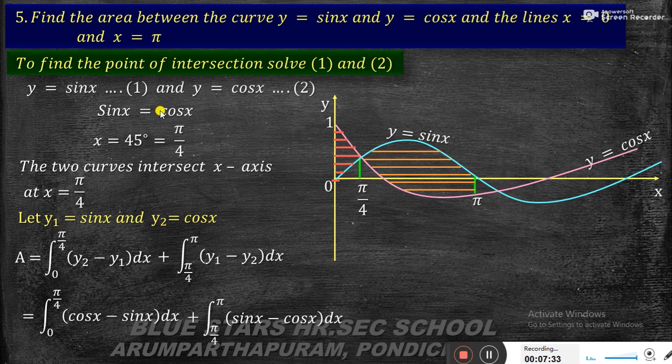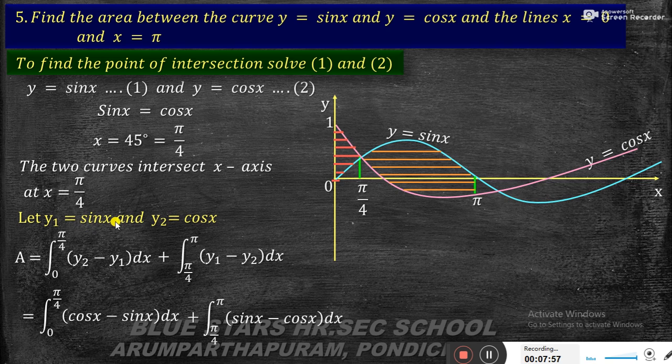Sin and cos are equal at 45 degrees: sin 45 degrees is 1 by root 2, and cos 45 degrees is also 1 by root 2. So x equal to 45 degrees, where both give 1 by root 2. Therefore the two curves intersect at x equal to pi by 4.